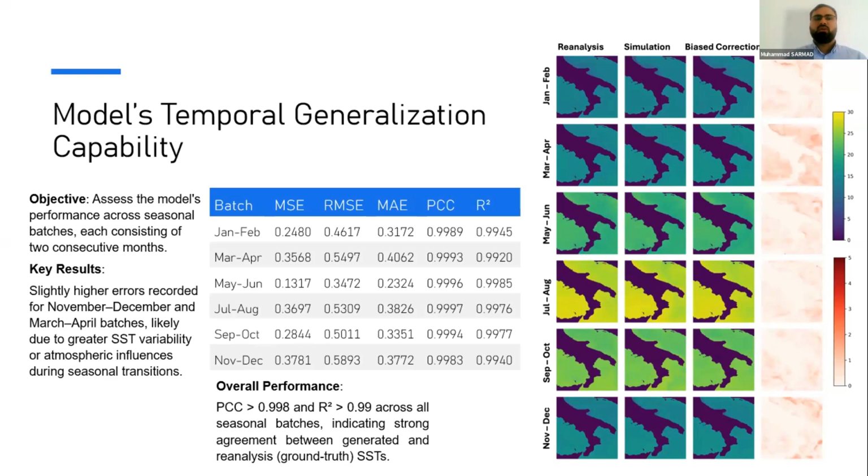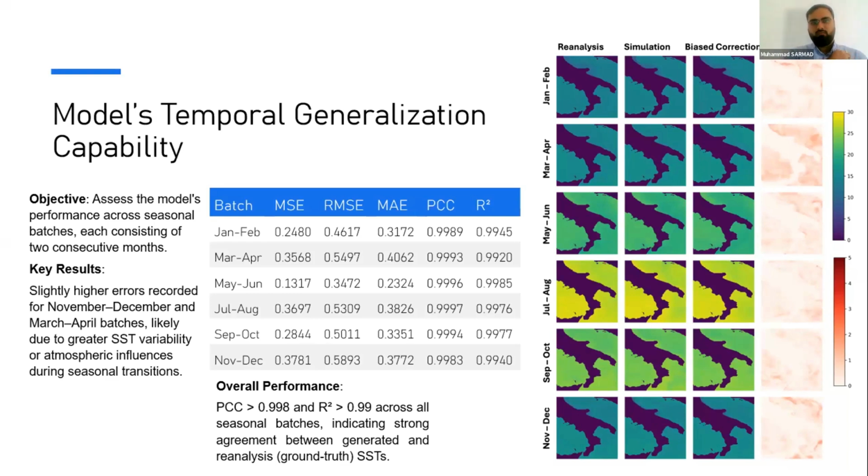So we actually wanted to assess the model's performance across seasonal batches. The key outcomes were slightly higher errors recorded for the November, December, and March, April batches, which may be likely due to greater sea surface temperature variability, because when we have a transition from one season to another, maybe that is the main issue that causes a little bit of higher error, but still it's very small.